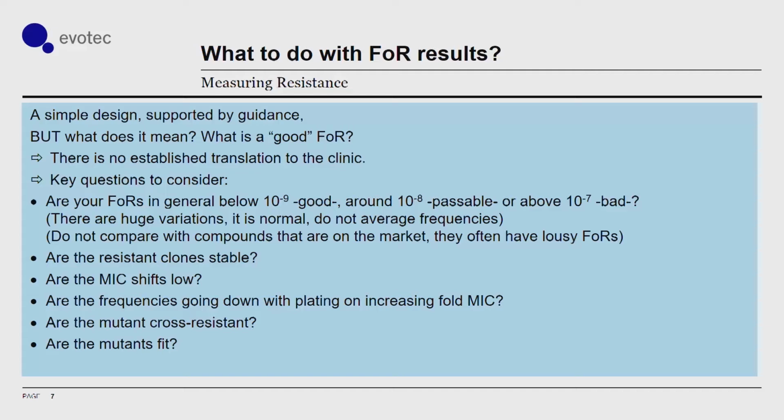So that's when you look at just the plain number. Then again, all the questions that I've raised before. Are the clones stable? Are the MIC shifts low? Are the frequencies going down with plating on increasing multiples of the MIC? Meaning if you plate again at 10 times the MIC, is the frequency going down? Because if that's the case, you might have just to dose higher. Are the mutants cross-resistant and are the mutants fit? Only when you take all of that together can you start to draw some conclusions.